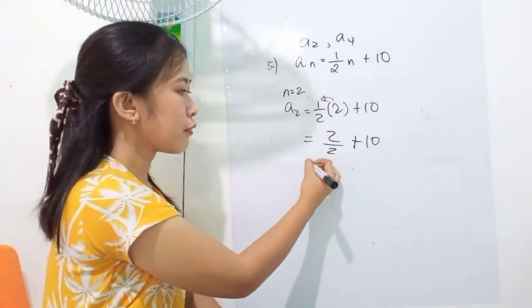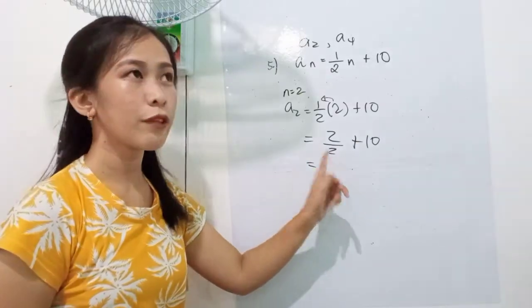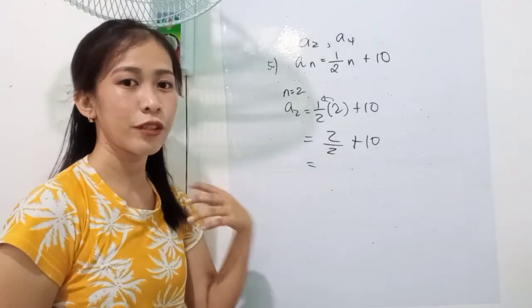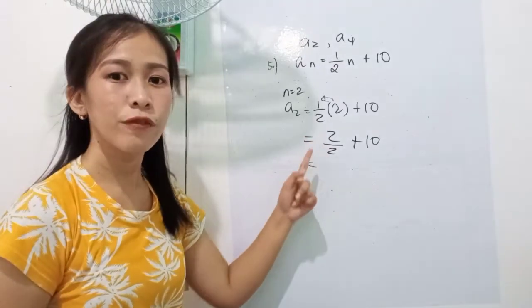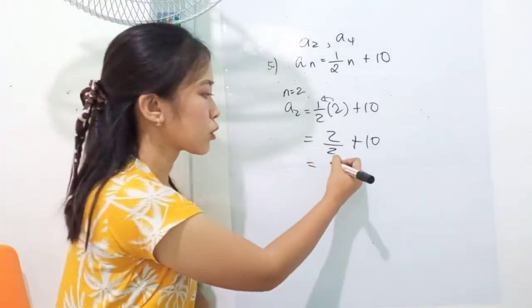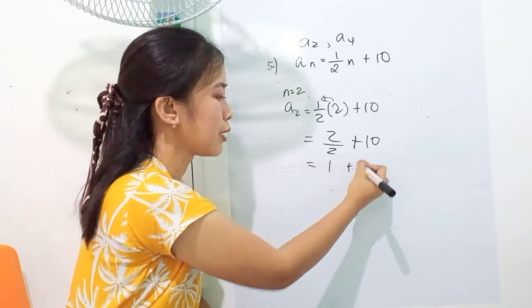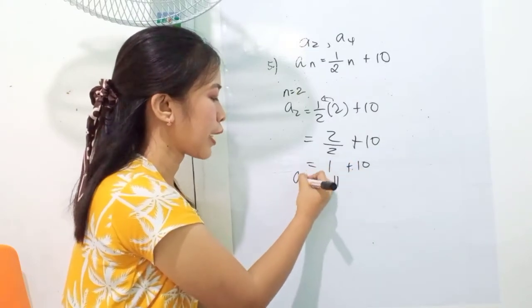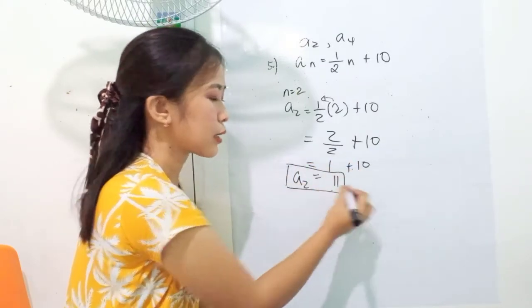Okay? And then, we have 2 over 2. And when we say a fraction, it is also a division. So, that is 2 divided by 2. 2 divided by 2 is 1 plus 10. And then, we have our a sub 2 as 11.